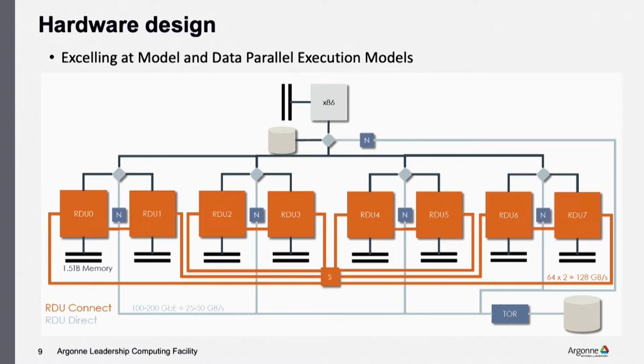You can see they have 8 RDUs, and each RDU has a link. Each RDU connects to the different RDUs through the switch, and the bandwidth is almost around 100 gigabytes per second. And then it also has the RDU directly connected to the memory. So you can see they have a fully connected network, and the RDU is directly connected to the memory. So for this part, it has a very good communication ability.